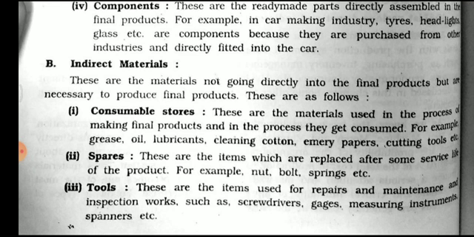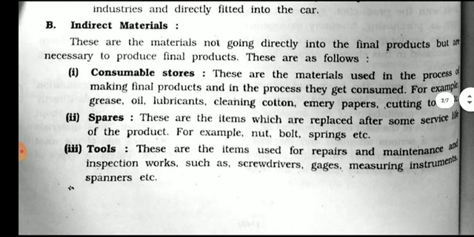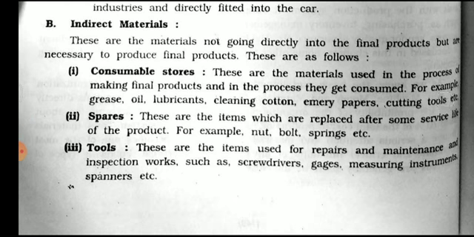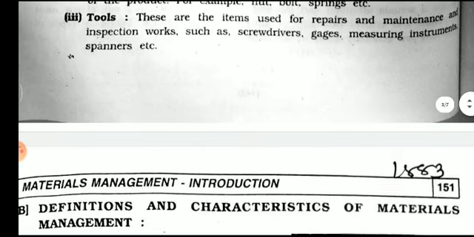And then tools. Tools are required as secondary materials. These are items used for repairs and maintenance and inspection work, such as a screwdriver, gauges, measuring instruments, spanners, etc. Okay, so these are the tools.